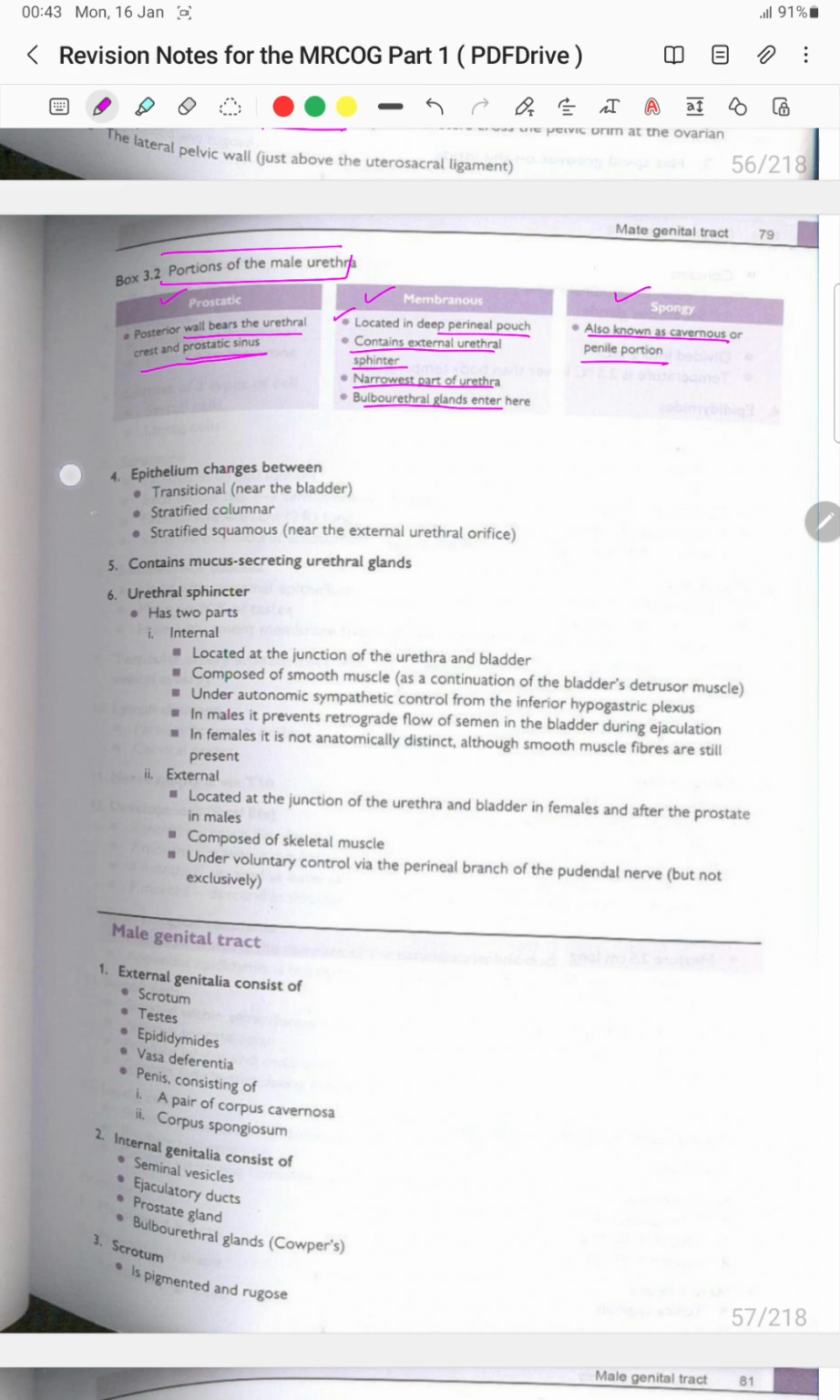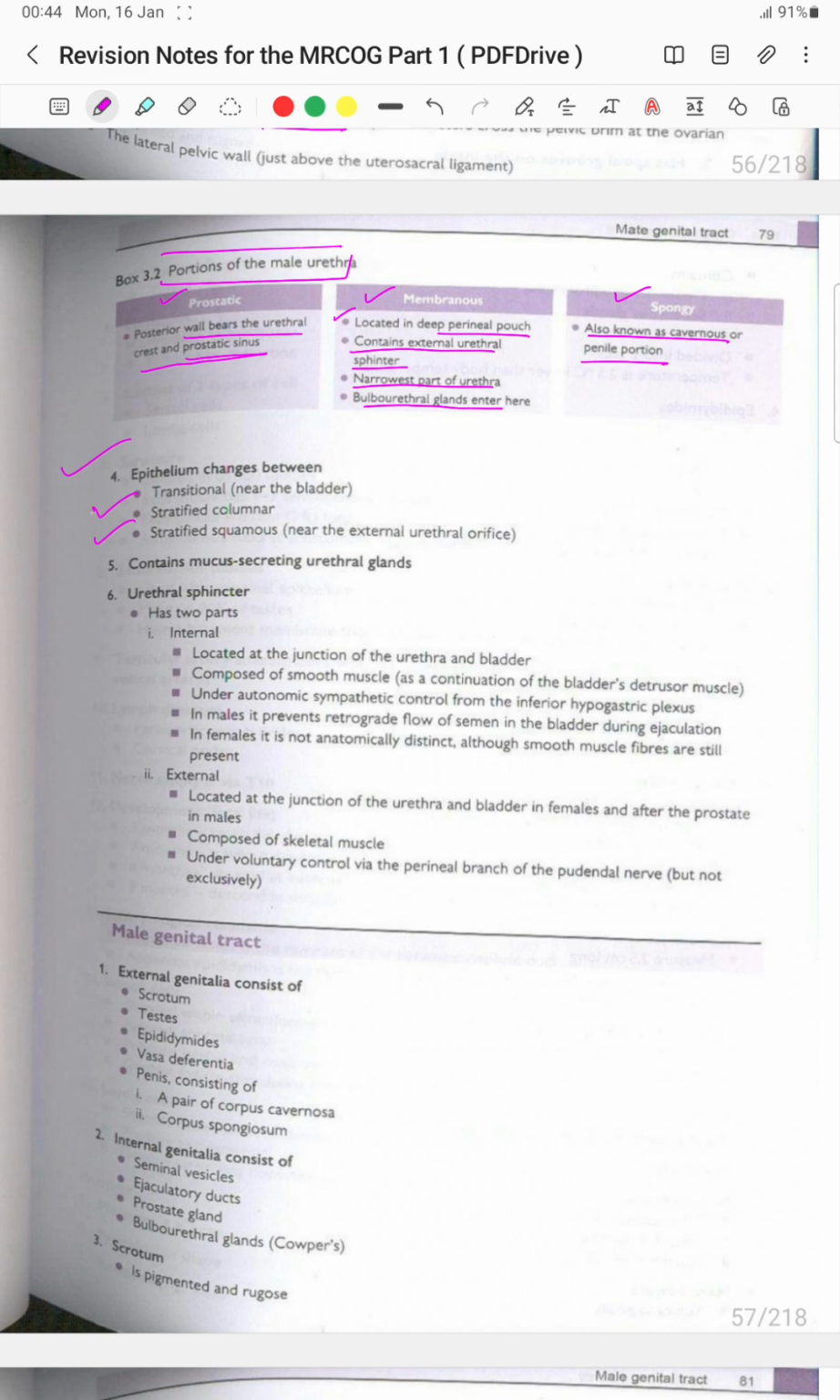Then the epithelium changes between transitional near the bladder, stratified columnar, and stratified squamous near the external urethral orifice. It contains mucus secreting urethral glands. The urethral sphincter has two parts: the internal, which is located at the junction of the urethra and the bladder, and is composed of smooth muscle, and under autonomic sympathetic control from the inferior hypogastric plexus. In females, it is not anatomically distinct.